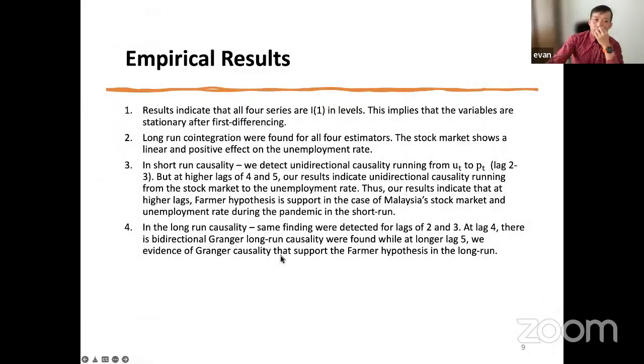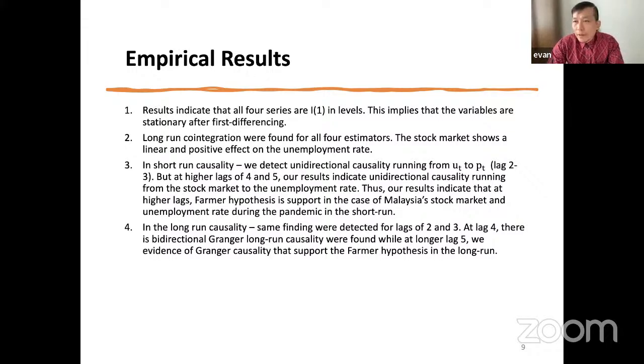Right, moving forward to the result. This is the summary of the result. The full result with all the tables is available in the paper, which I can share with you. The result indicates that all the 4 series, unemployment, KLCI, new cases, and deaths from COVID, are I(1) in nature. So after first difference they are integrated of order 1, and all variables are stationary after first difference.